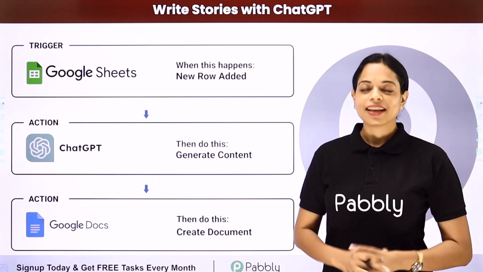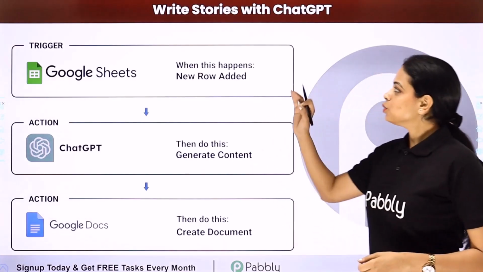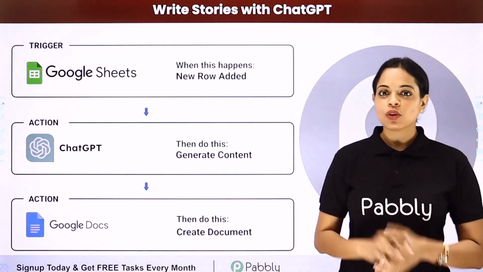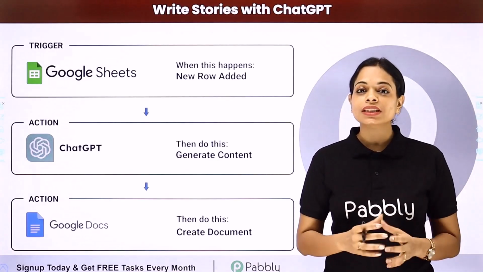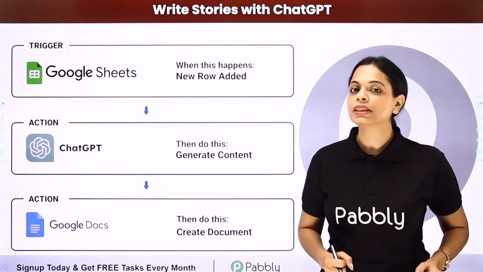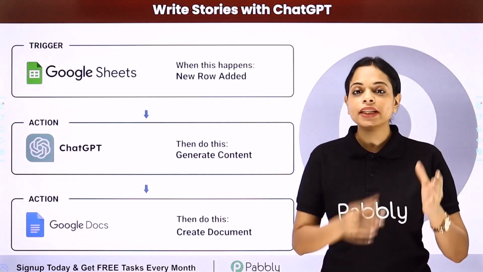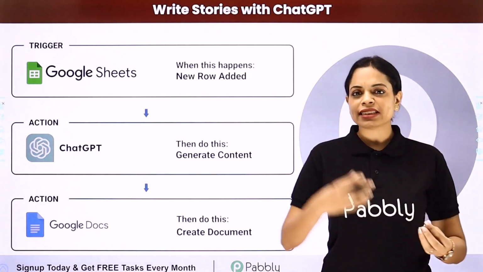I hope this helped. In this video, we are going to see how to write stories with ChatGPT. Now, we know that ChatGPT is a language model developed by OpenAI, which is an artificial intelligence research and deployment company that helps you in generating human-like context and text and images.